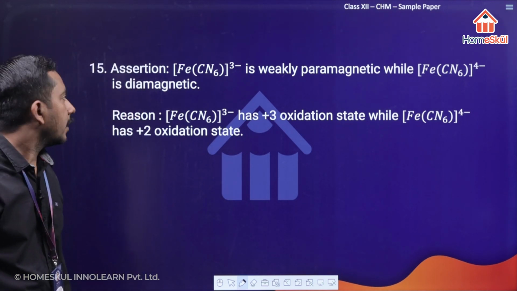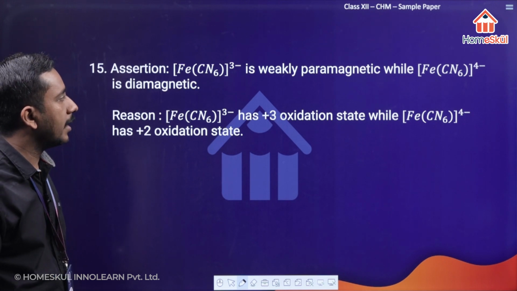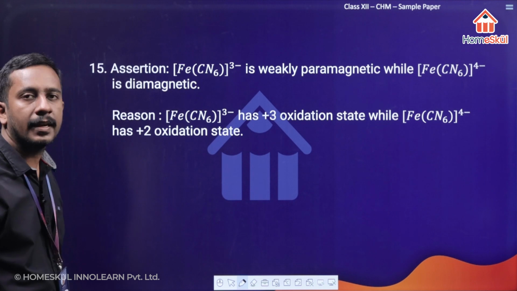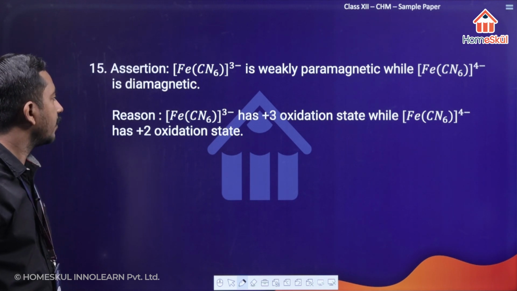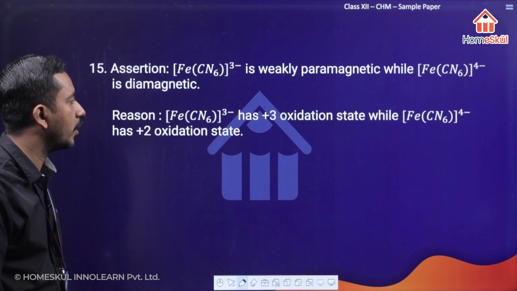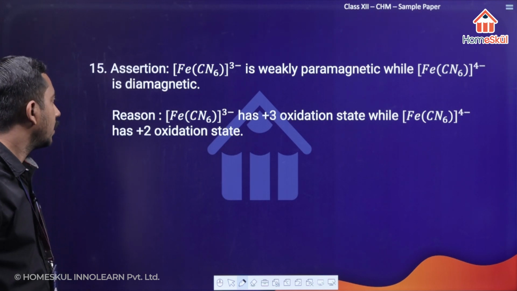15th question. The assertion statement is that [Fe(CN)6]3- is weakly paramagnetic, whereas [Fe(CN)6]4- is diamagnetic. And we have a reason statement: [Fe(CN)6]3- has a +3 oxidation state, whereas [Fe(CN)6]4- has a +2 oxidation state.